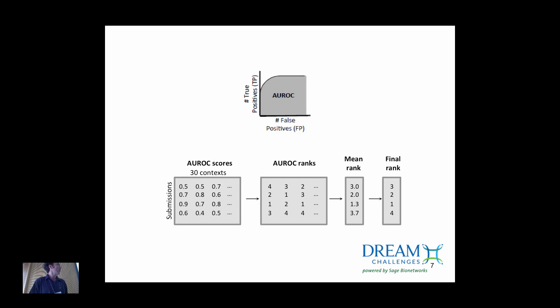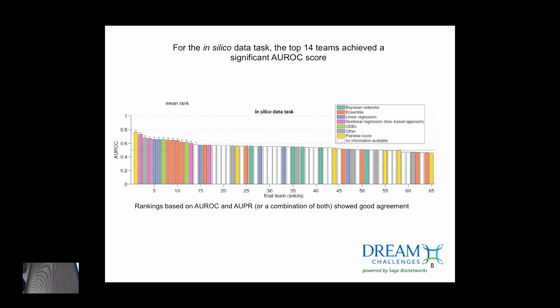Okay. So basically, what we get is a different score in the different contexts, we get different OROC ranks, and then we get a mean rank and a final rank for each of the submissions, and that basically tells you how well you fared.